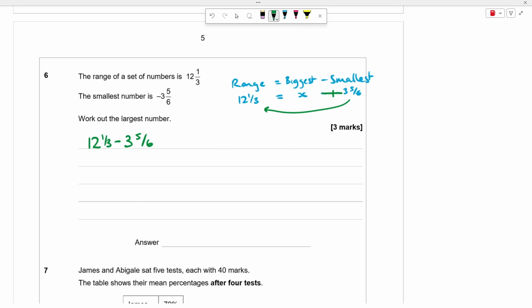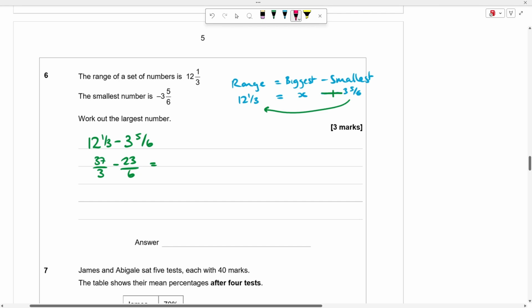So 12 times 3 plus 1 is going to give me 36 plus 1, which is 37 over 3. 3 times 6 is 18 plus 5 gives me 23 over 6. I'm going to assume that this is a non-calculator paper, because otherwise, if it was a calculator paper, I'd just type it into my calculator and there we go.